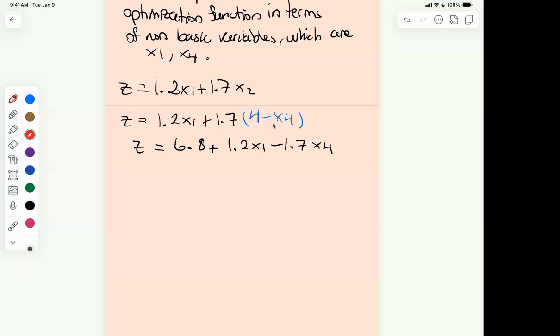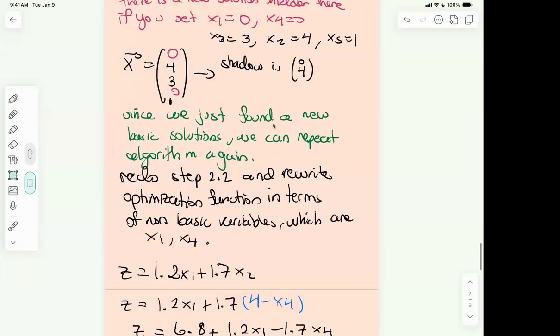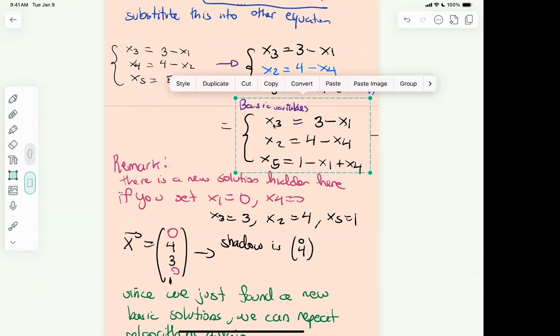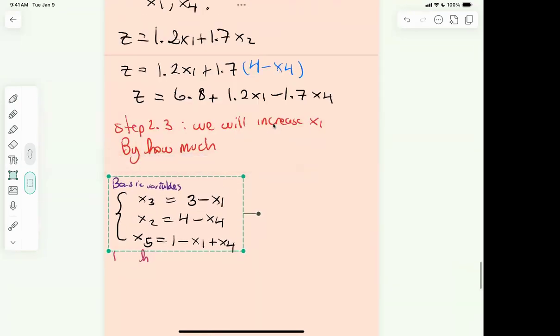So let's call this step 2.3. We decide to increase x1. Same thing as before: you have to think about by how much you can increase the value. Same question, by how much? So this was the system of equations as we currently have it. We are going to increase x1, which means we're going to keep x4 at its current value of 0, because both are 0 at this moment.